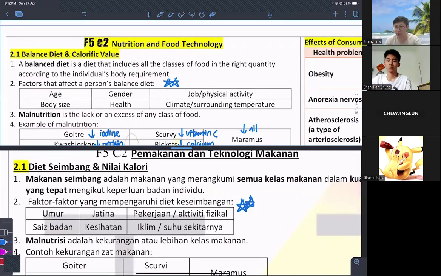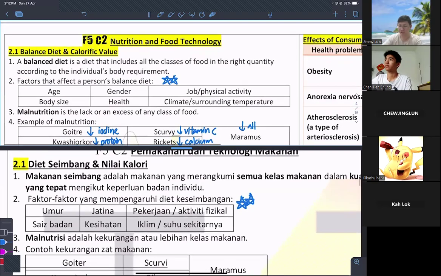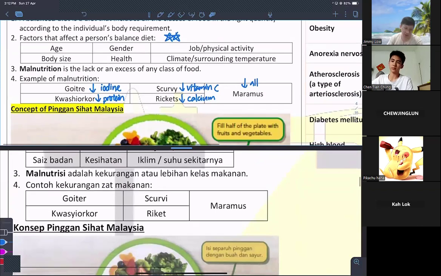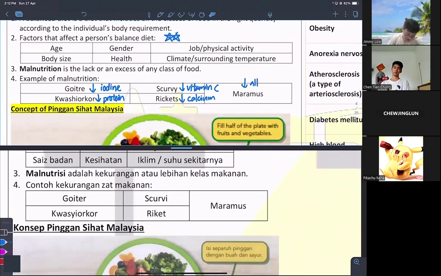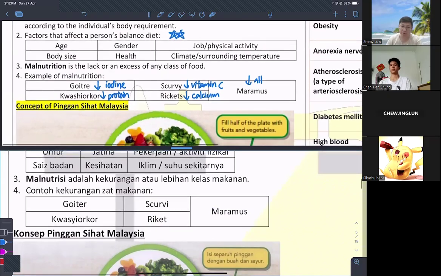If the question asks you in bahagian C or bahagian B, then you have to answer based on the certain reasons that affect your diet. One more thing is here: what are the causes or the reasons that cause you to have certain diseases? The reason is given here. Goiter because of lacking iodine. Kwashiorkor happens because of lacking protein. Scurvy because of vitamin C, rickets, calcium, marasmus, all general nutrition lacking. So that's why you have marasmus.